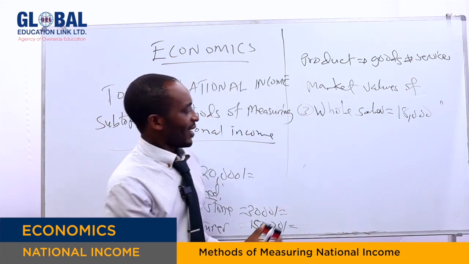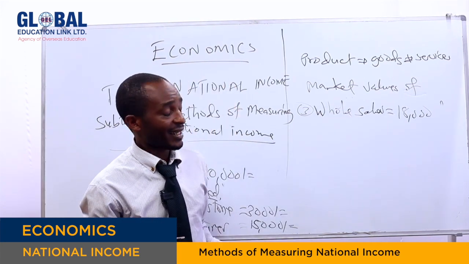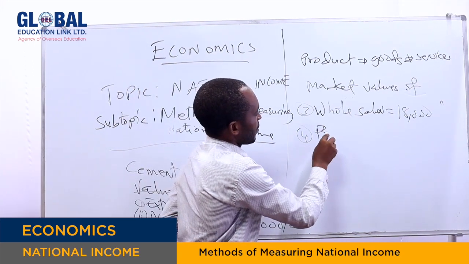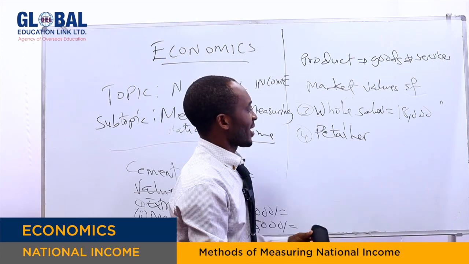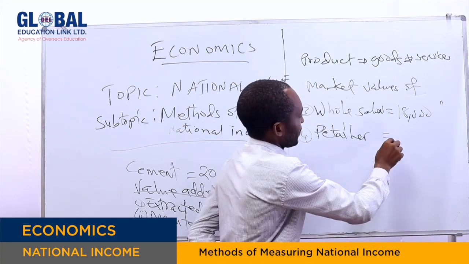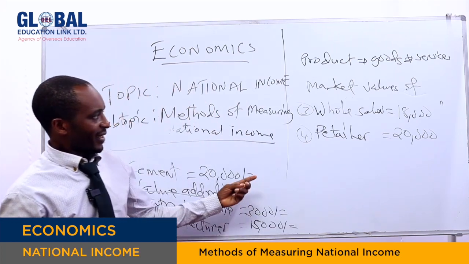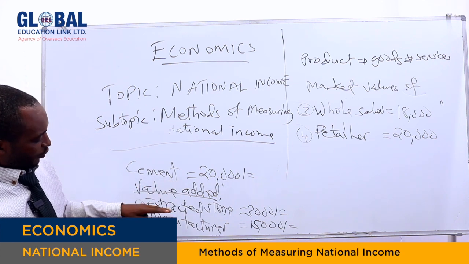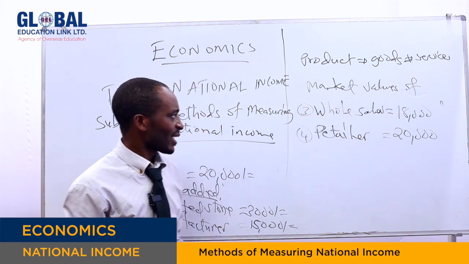Also, the wholesaler will sell this cement to the retailer. Number four, let's say the retailer will buy cement from the wholesaler, and the retailer will sell this cement for 20,000. So you can see this process of cement passing from stones, manufacturer, wholesaler, and retailer.